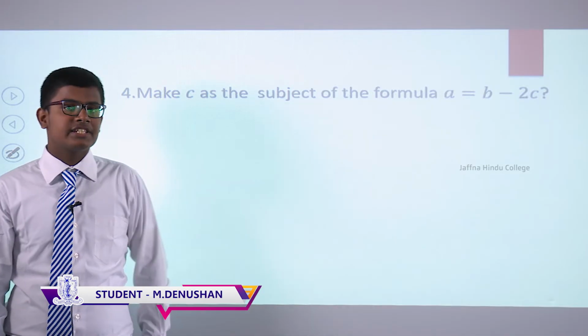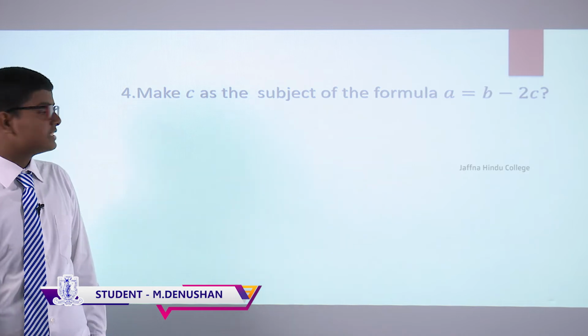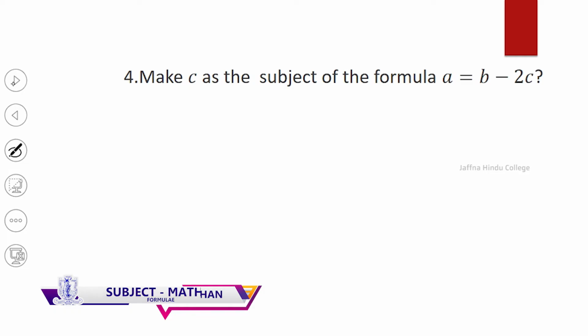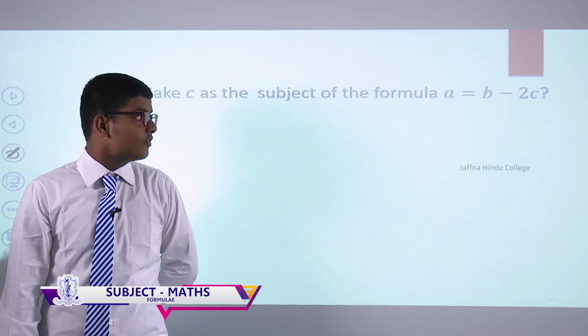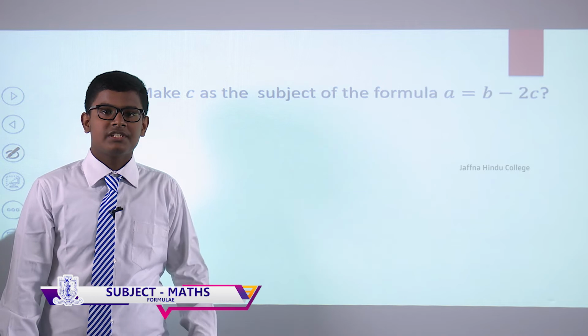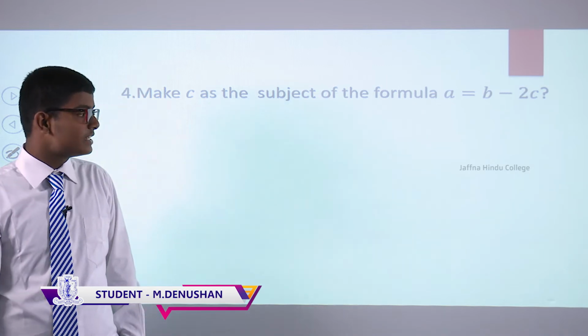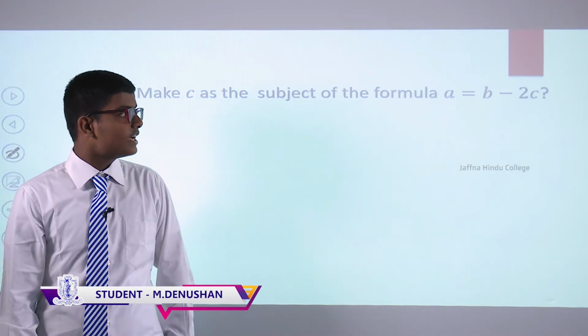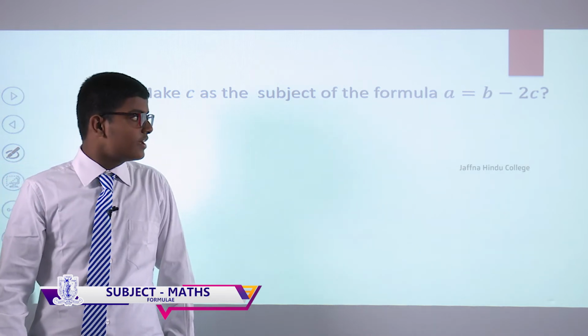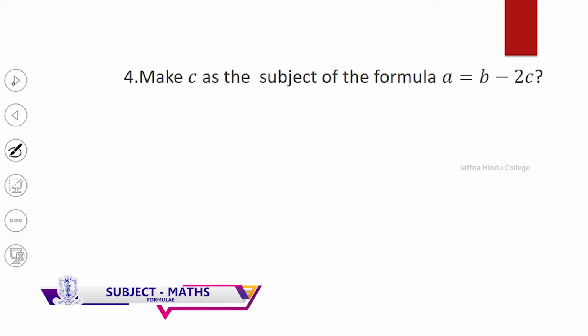In the formula a is equal to b minus 2c, we have to make c the subject. For that purpose, before making the subject, we have to look at the coefficient in the formula. In the formula a is equal to b minus 2c, the coefficient of 2c is negative, but we have to make that positive. For that purpose we have to add 2c to both sides.